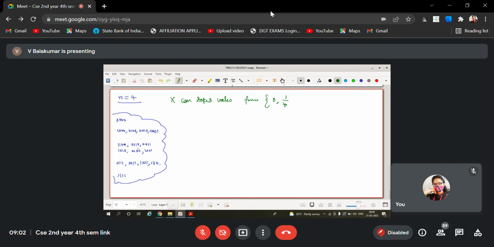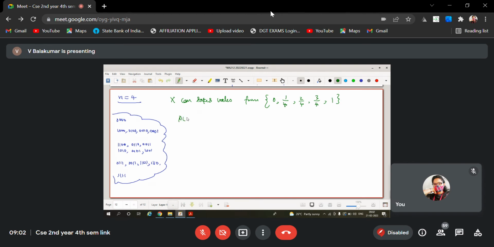And here it is 2 divided by 4. Then 3 divided by 4. Then just 1. These are the values for capital X. Then I talk about the probability.